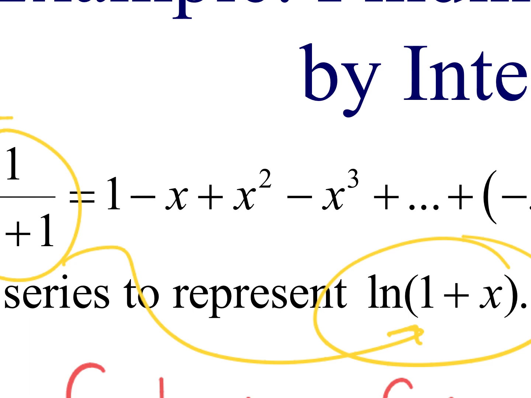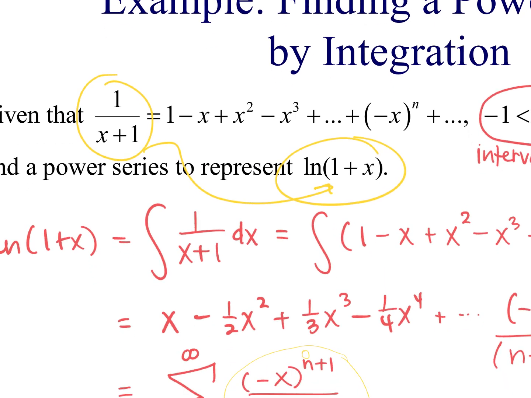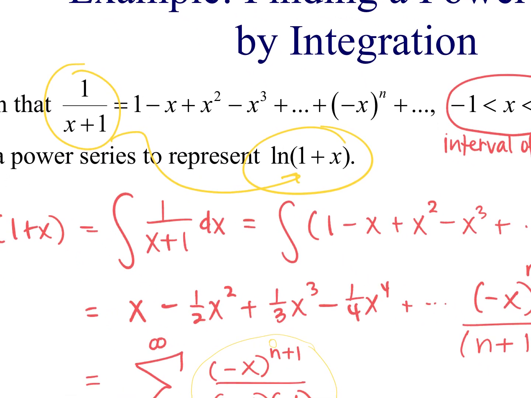Just one thing to point out, the original series is geometric as well, because it has the constant multiplier of negative x to the n. But that doesn't mean that the antiderivative is going to be geometric. Our antiderivative is not geometric. So just because you start with a geometric series doesn't mean that your antiderivative will be geometric. The only property that is preserved is if you start with a converging series, then the antiderivative will be converging as well, but not the property of being geometric.